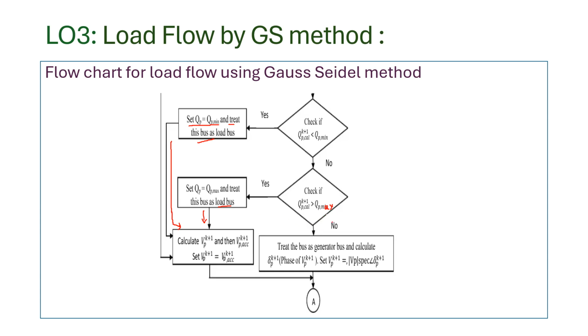Now, if the reactive power is found within the limit, then we will come to this point. Treat the bus as a generator bus and calculate the phase angle. So here, using the appropriate equation, we have to calculate the reactive power. So this is what we do if it is a PV bus; we have to deal with it like this.